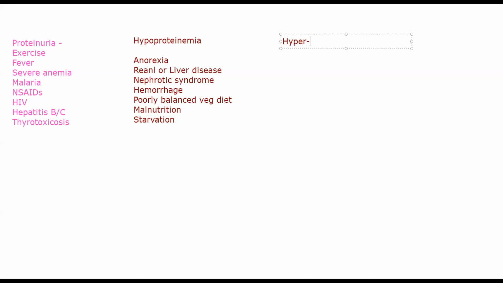All right. Then the last condition will be hypergammaglobulinemia. This is specifically when gamma globulins are high in number. Okay, immunoglobulins, those are gamma globulins. When we discussed about proteins in blood, I told you globulins in turn have alpha, beta, gamma. Gamma globulins will be your immunoglobulins, right, responsible for immunity.